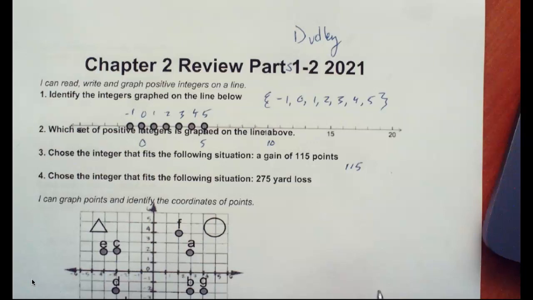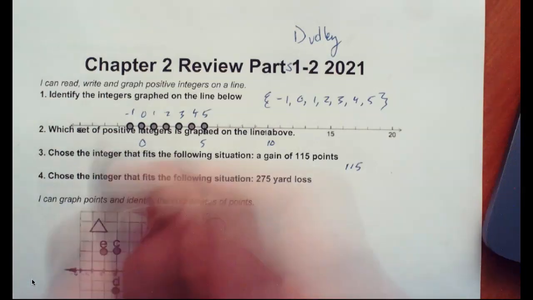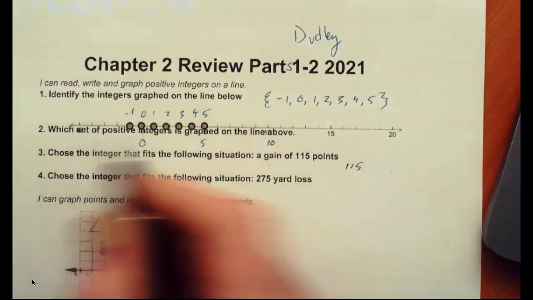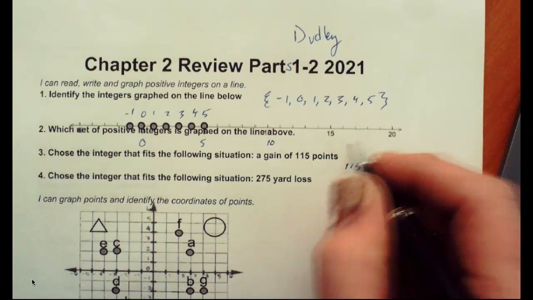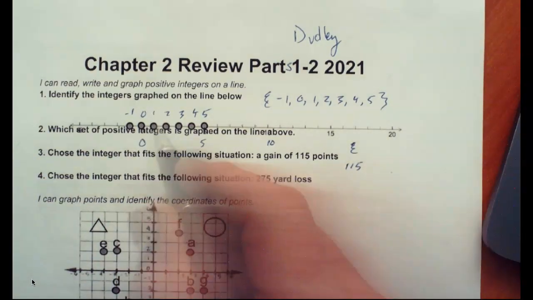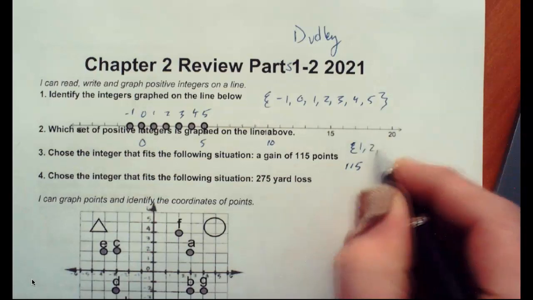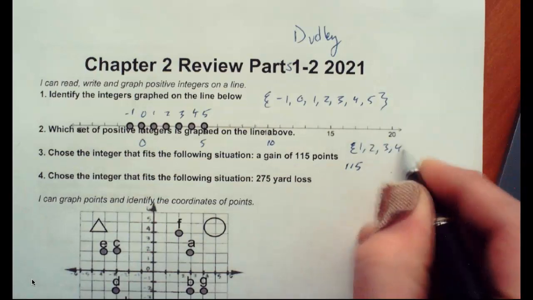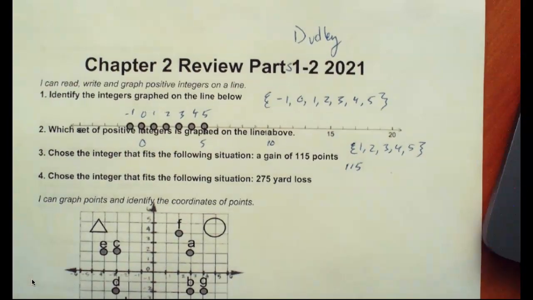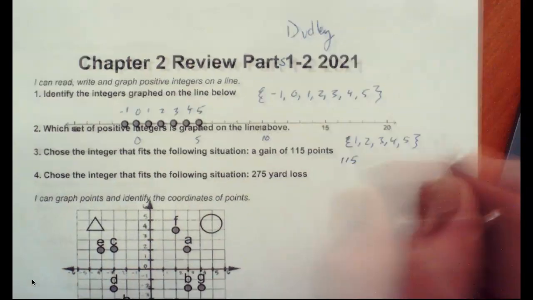Oh, wow, I skipped one here. So this was the first one, identify the integers, and this one is which of them are positive. So let's just put the positive ones down here. Positive, well, this is negative. 0 is neutral, so 1, 2, 3, 4, and 5. These here are the positive integers. So label that positive.